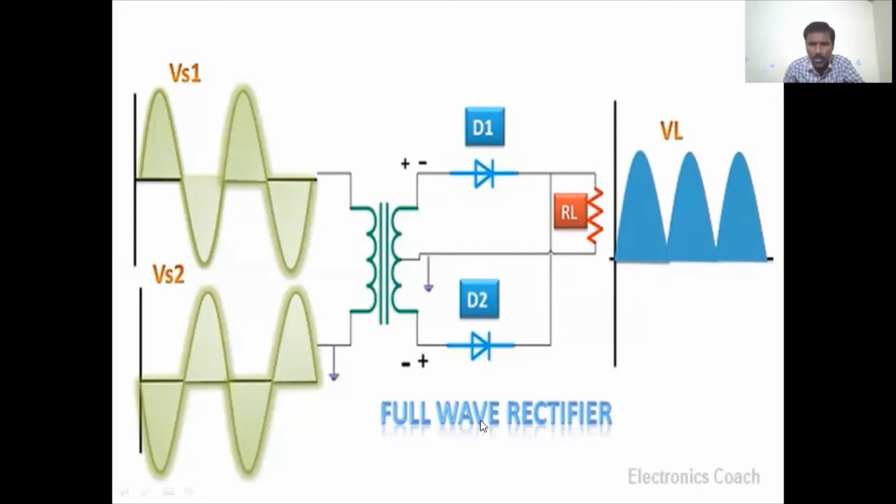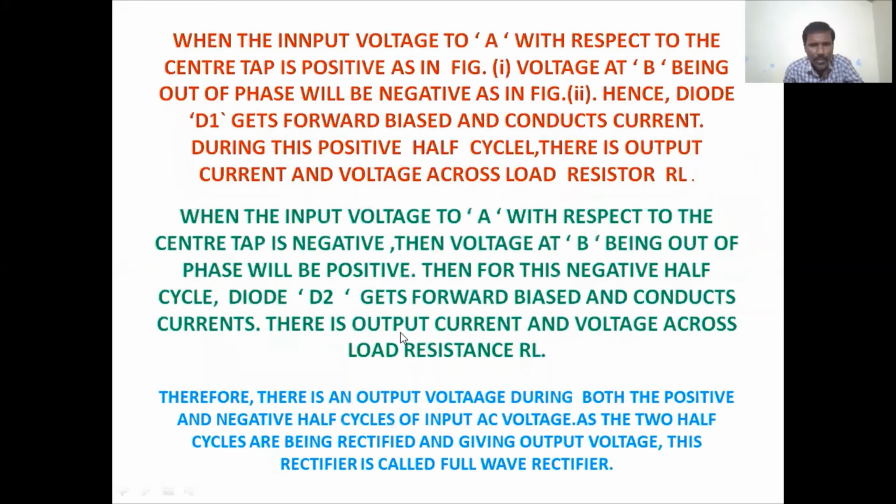That's why it is called a full wave rectifier. The total wave is rectified by these diodes D1 and D2 using the center tap transformer. That's why it is called a full wave rectifier.